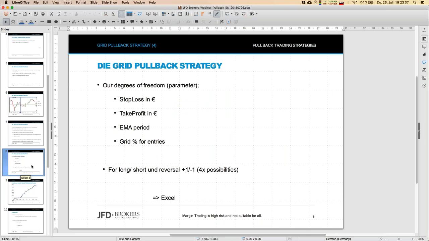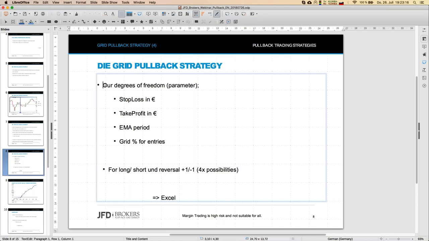When we look at our grid pullback strategy, we have four. Oh, that's funny, there's a missing F. We have four degrees of freedom. Maybe you are not that related to math, then you would call it parameters. Anyhow, what do I mean with those four degrees of freedom? Those four degrees of freedom, by the way, characterize our trading strategy. So we have a stop loss in euro for a certain trade sequence. We have a take profit in euro or money value for our trade sequence.